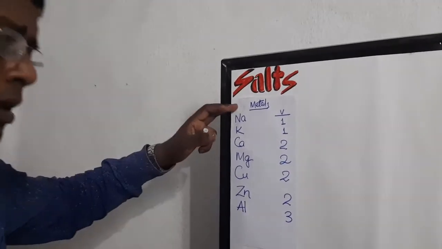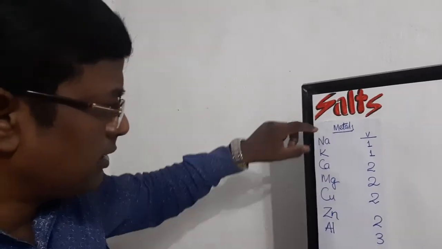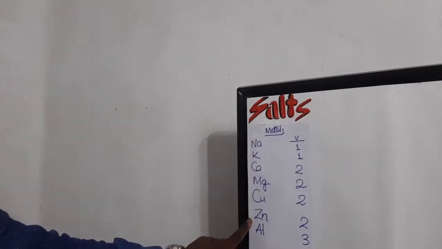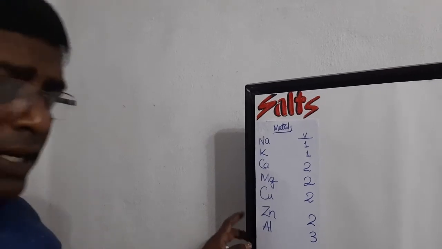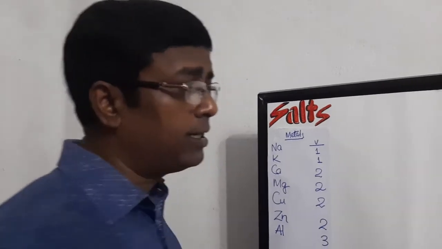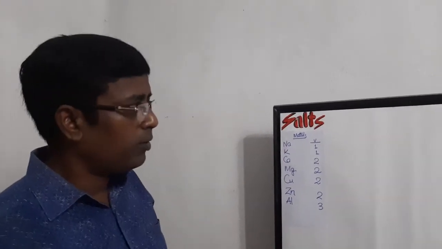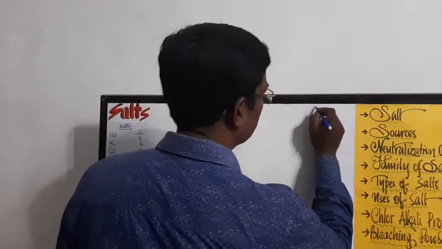Now it's a lot of metals we can include here, but these are some of the important metal ions which will play a very important role, and they will be an integral part of various families of salts. So these metals are very important, along with some non-metals.